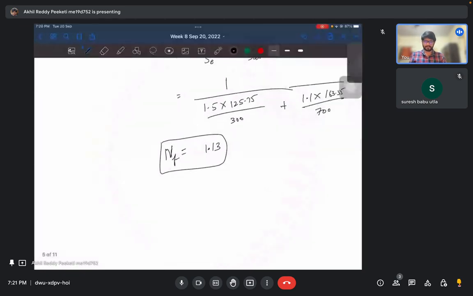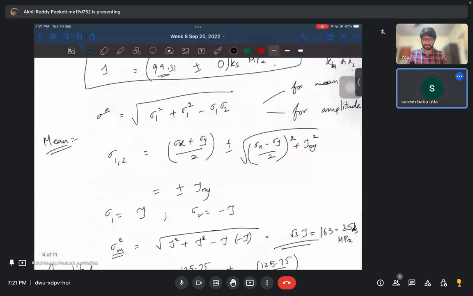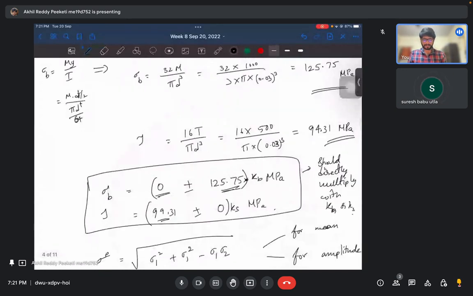Now, were you able to see? So what I did was, based on the concentration factors, I multiplied the bending stress we got with Kv, and whatever tau we got with Ks. Okay, Suresh.